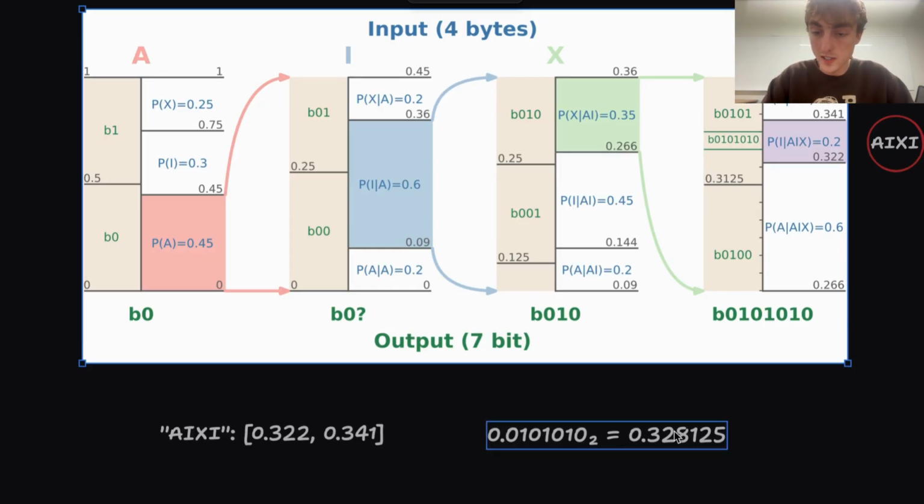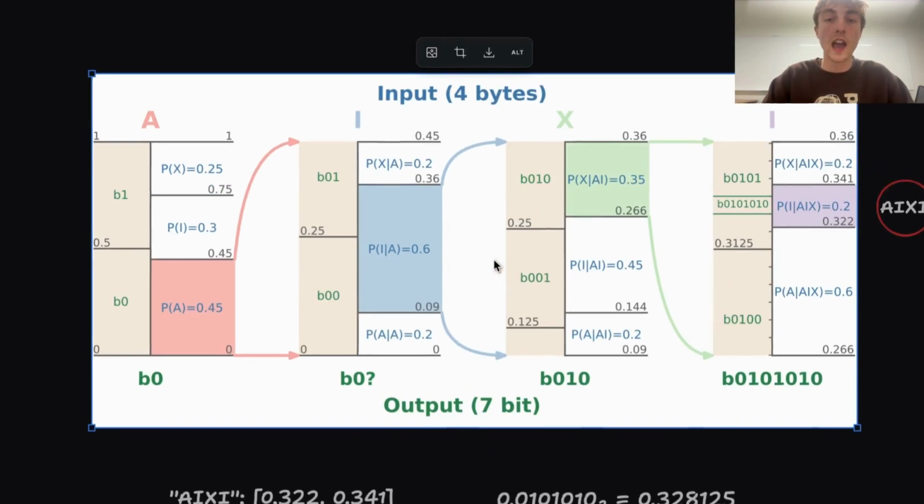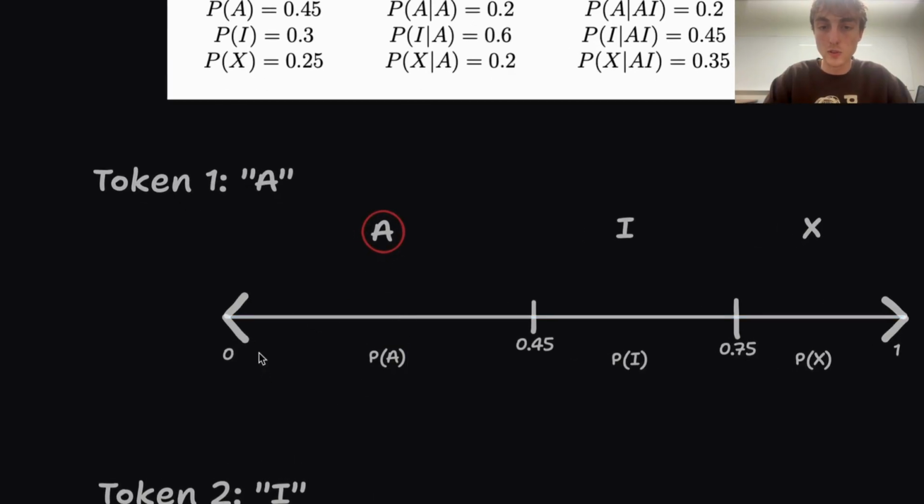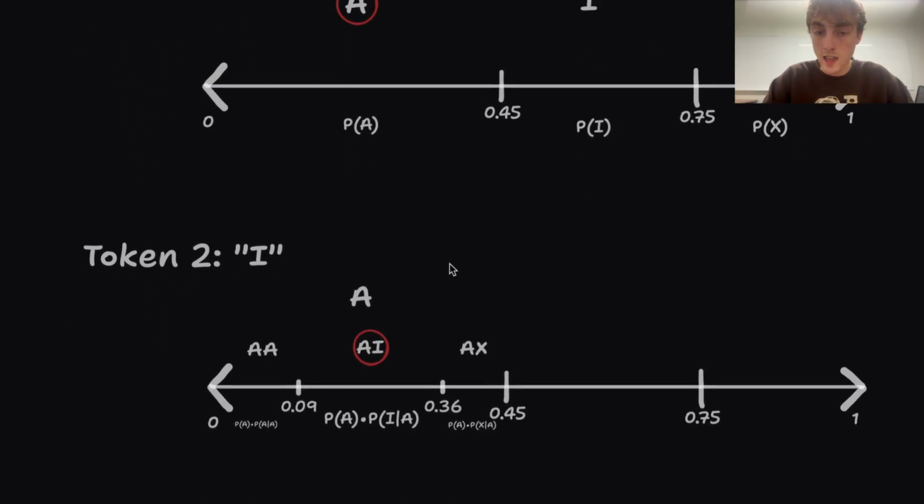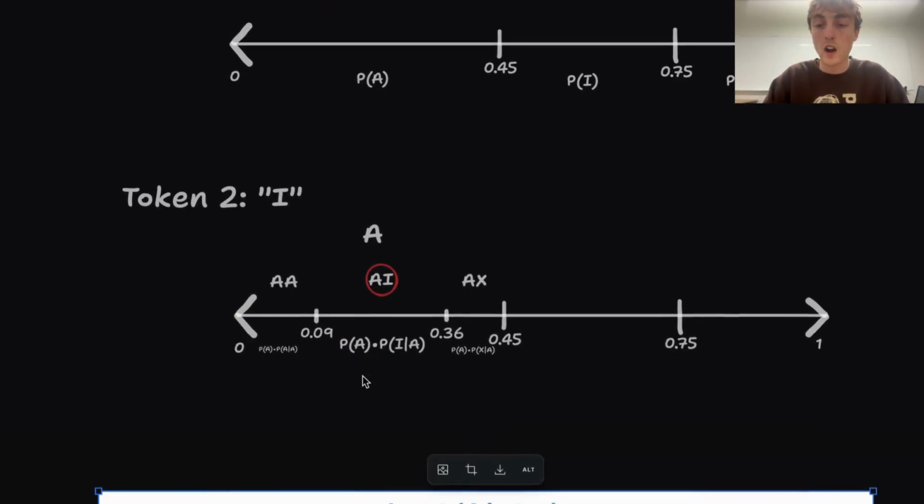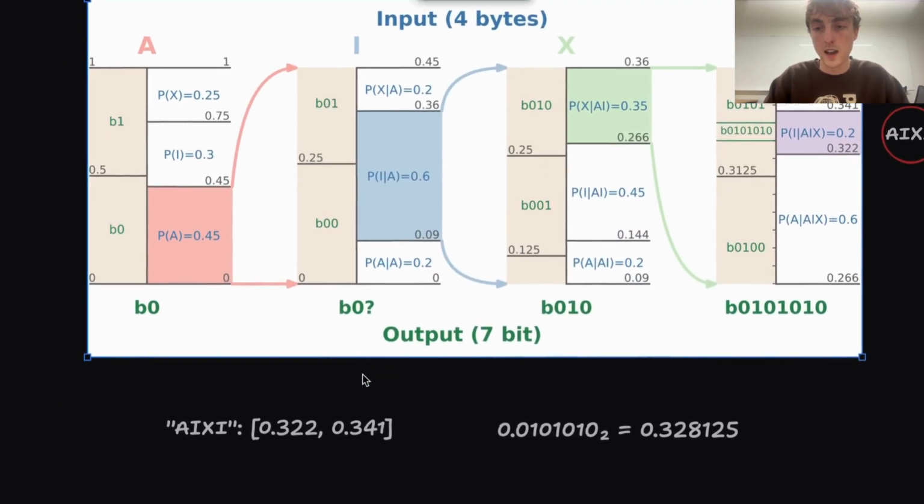So when we decode this, all we have is this number, and we can go back to our original number line, splitting it up, using our PMFs again, and we look, where's our number, 0.32 whatever. It's in this segment. We know our first token is going to be A. Then we split it up using the conditional probabilities again, and we look, where's our number, 0.32 whatever. It's here, so we know our second token is going to be I, and we keep doing that until we get our original tokens, AIXI.